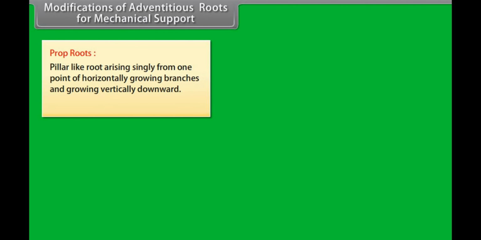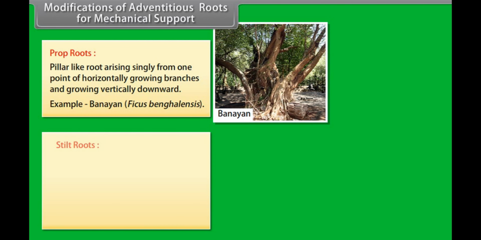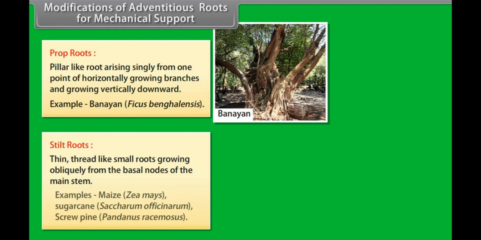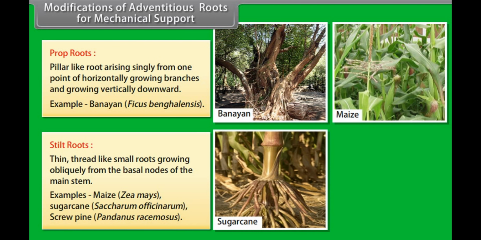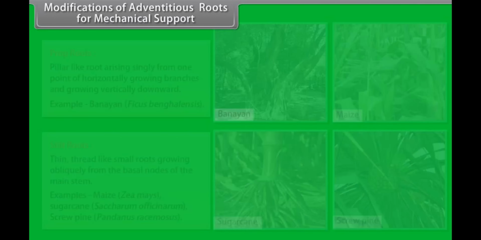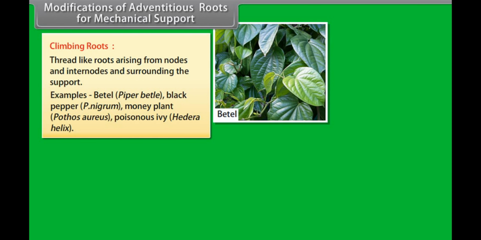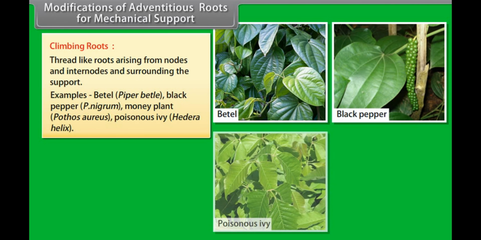Prop roots: pillar-like roots arising singly from one point of horizontally growing branches and growing vertically downward. Example: banyan. Stilt roots: thin, thread-like small roots growing obliquely from the basal nodes of the main stem. Examples: maize, sugarcane, screw pine. Climbing roots: thread-like roots arising from nodes and internodes and surrounding the support. Examples: betel, black pepper, money plant, poison ivy.